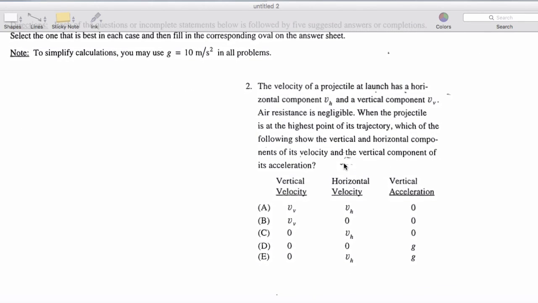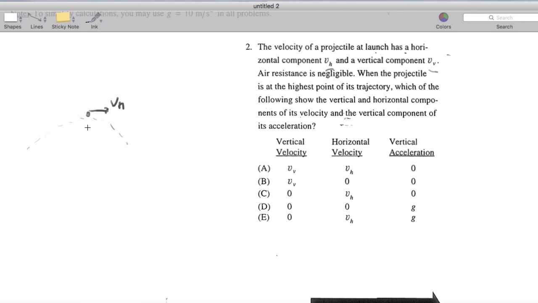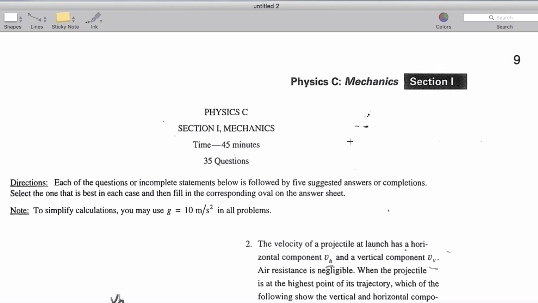All right, let's take a look at the multiple choice section here. So we have a projectile launched. This is the horizontal component, vertical component, no air resistance, and we want to know when we're at the highest point. We want to know what the horizontal and vertical velocities are. So at the highest point, we only have horizontal, but we always have a downwards acceleration due to gravity. So that rules out choice A, B, and C. We do have horizontal velocity, so that gives us choice E as an answer.